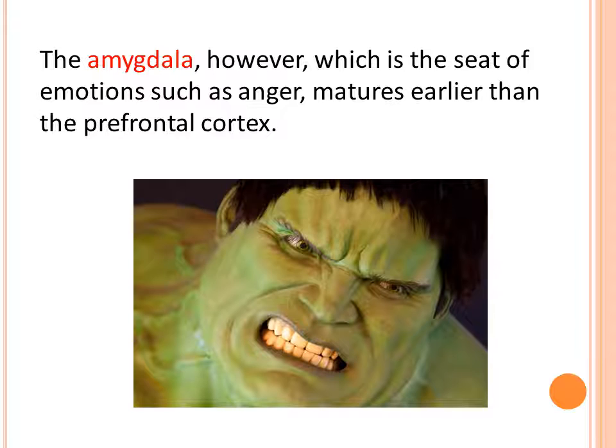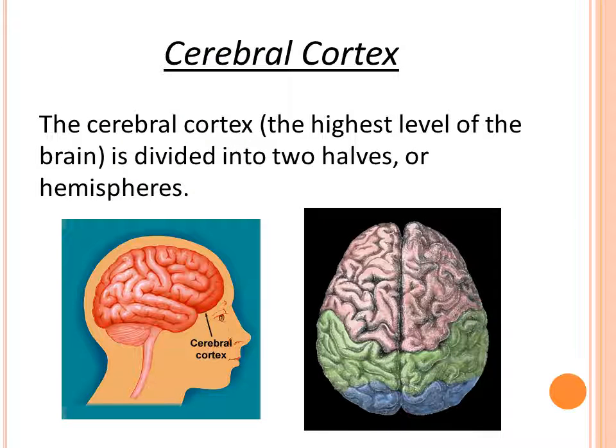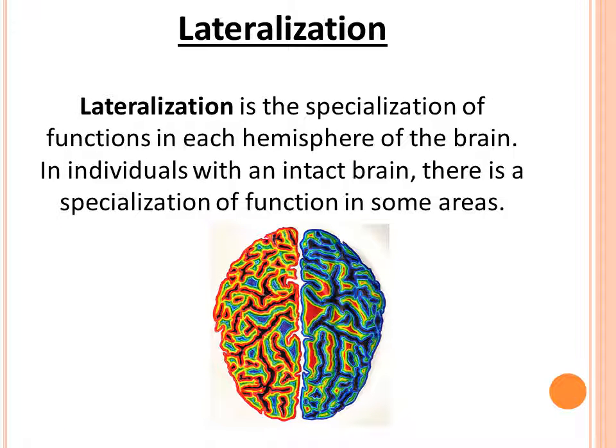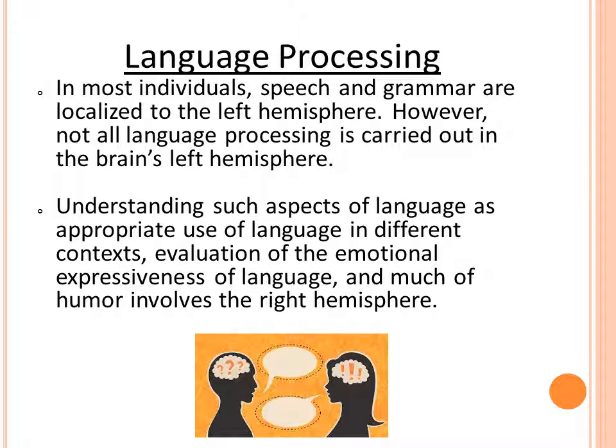The amygdala, however, which is the seat of emotions such as anger, matures earlier than the prefrontal cortex. The cerebral cortex, the highest level of the brain, is divided into two halves or hemispheres. Lateralization is the specialization of functions in each hemisphere of the brain. In individuals with an intact brain, there is a specialization of function in some areas. In most individuals, speech and grammar are localized to the left hemisphere.